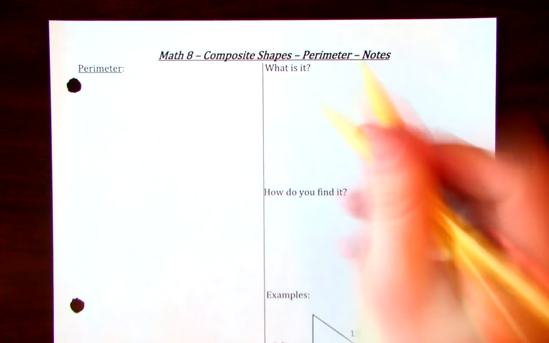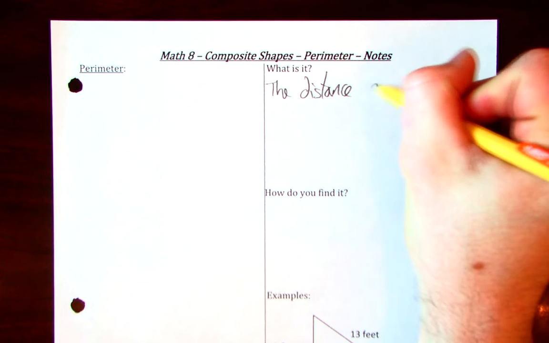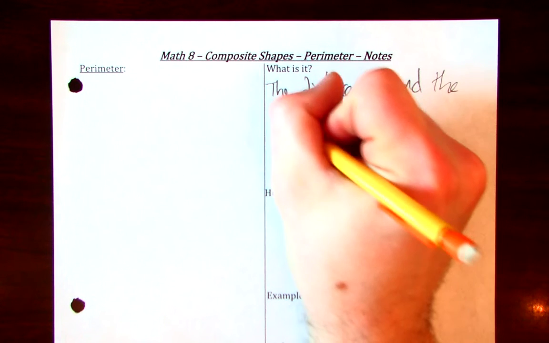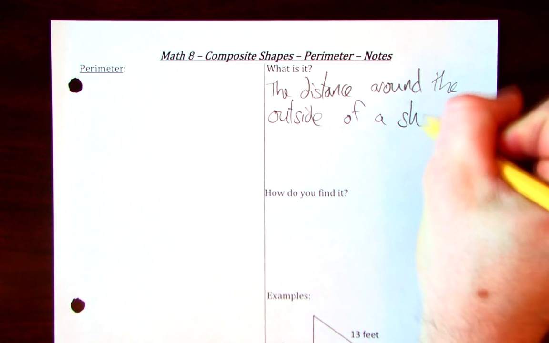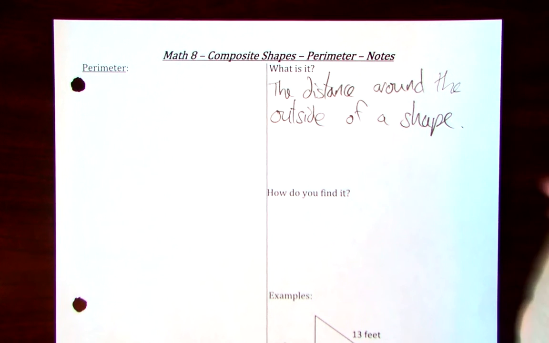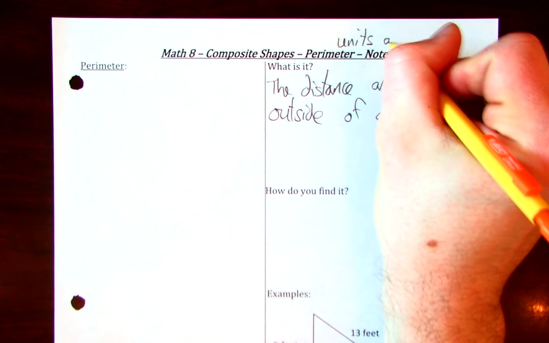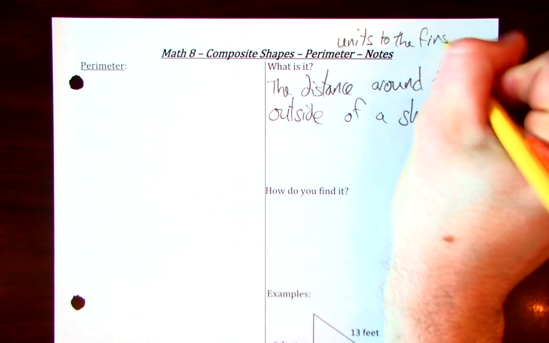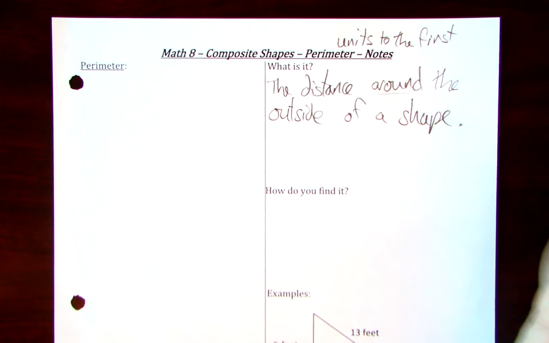Well, it is the distance around the outside of a shape. And so when you are looking at this, again, you can kind of anticipate our units. Our units will be to the first power, because again, you're just drawing a line around the outside of a shape.